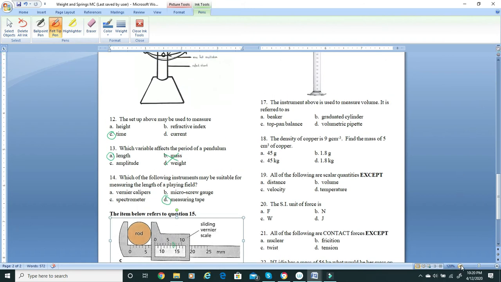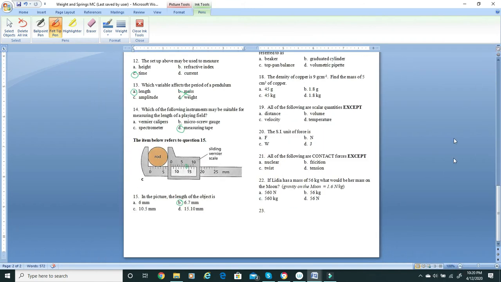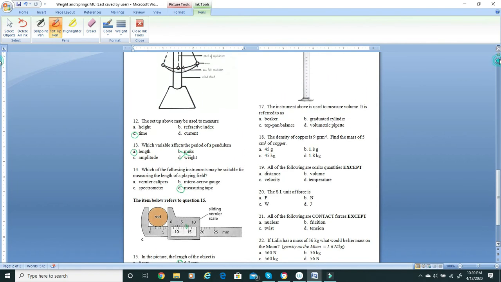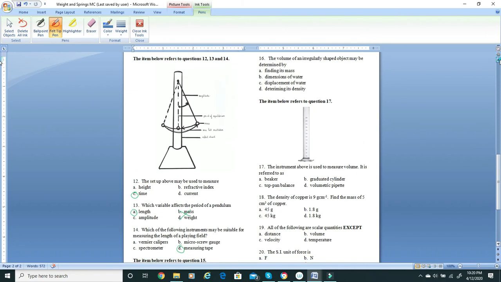So let's make this a little smaller. How are we looking out there? I hope everybody is getting their answers correct.